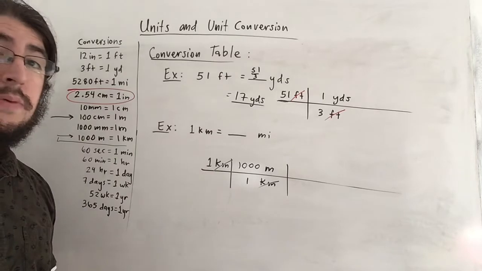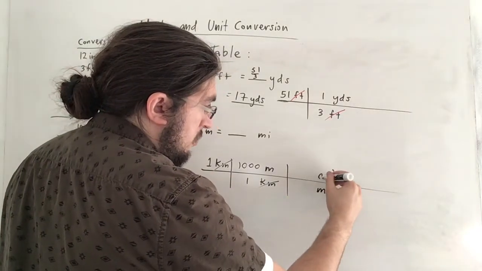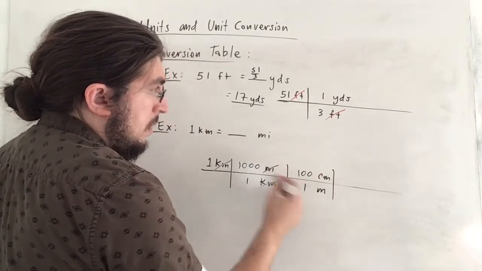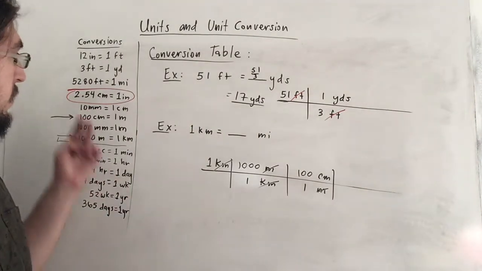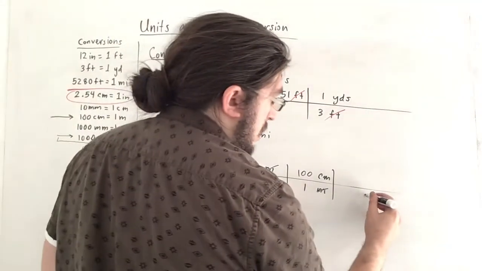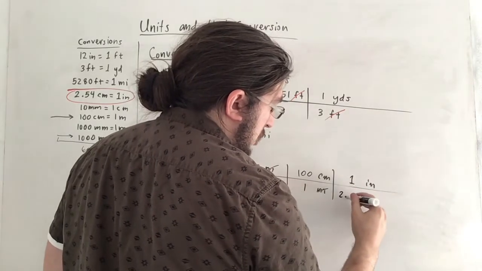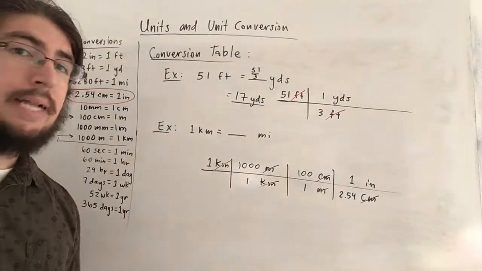There are 100 centimeters in 1 meter. So again, I want to cancel meters and now introduce centimeters. And there are 100 centimeters in 1 meter. These are canceled. Great. And now centimeters to inch finally. And according to our conversion, there's 2.54 centimeters in 1 inch. So I know to place the numbers like that.